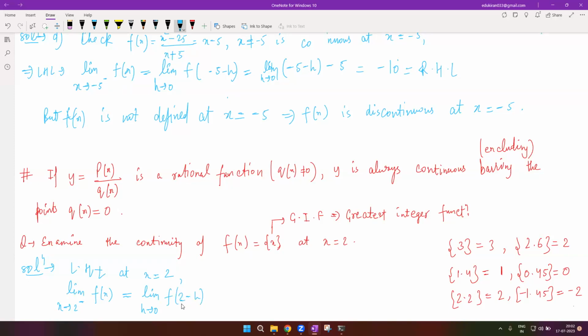2 minus h, right? Okay. Limit h tends to 0. What is 2 minus f2 minus h? It will be GIF of 2 minus h.